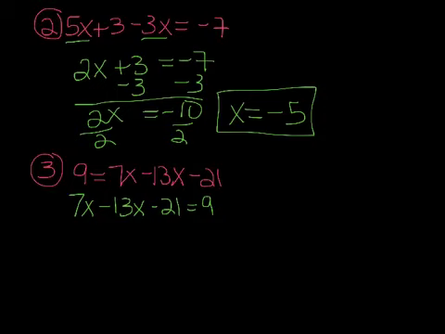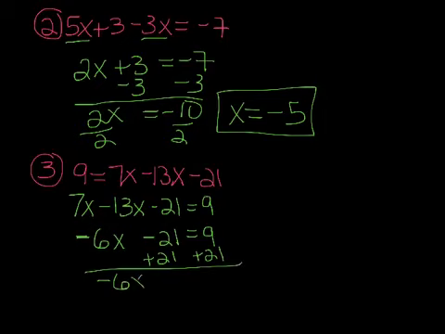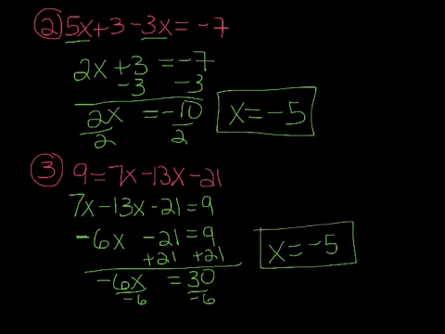So 7x minus 13x: 7 and 13 have opposite signs, so you're going to subtract 13 and 7. That gives you 6. Since 13 is the bigger number out of 7 and 13, we're going to make it negative. We get negative 6x. You bring down your minus 21, and it's equal to 9. Then you add 21 to both sides. That gives you negative 6x equals 30. Your last step is to divide both sides by negative 6. And coincidentally, our answer for this one is also x equals negative 5.